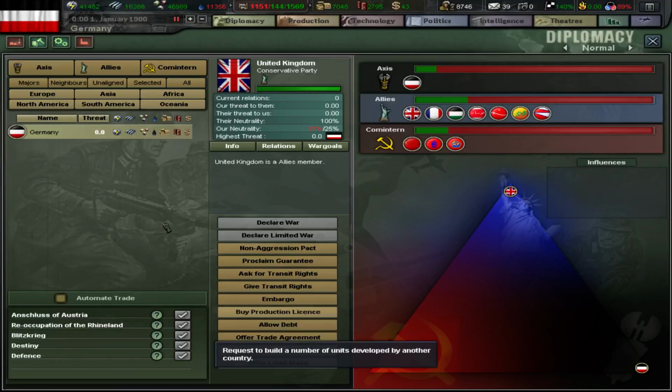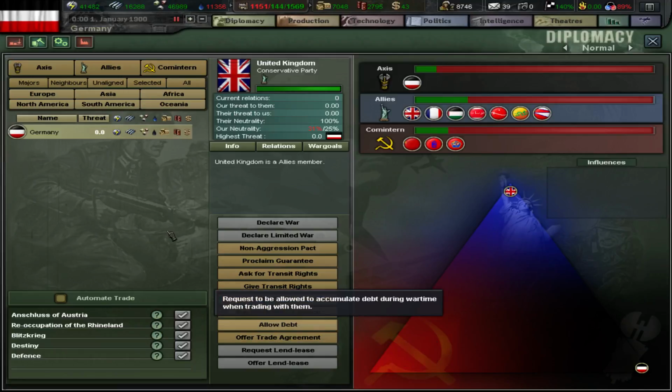Production license, we're basically requesting to build a number of units developed by their country. A bunch of Churchill tanks, or Cromwell tanks, or Spitfires, or Hawker Hurricanes, or the Matilda. Allow debt. Request to be allowed to accumulate debt during wartime while trading with them. Basically, we'll be like, hey, we don't have money right now to pay you because we're fighting. Is it okay if we build up some credit with you?